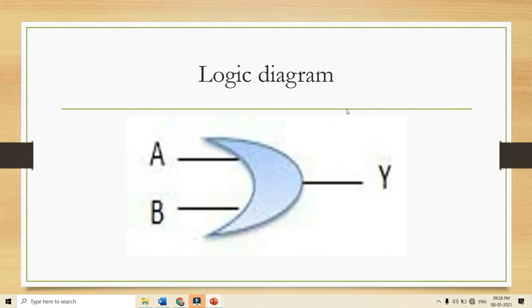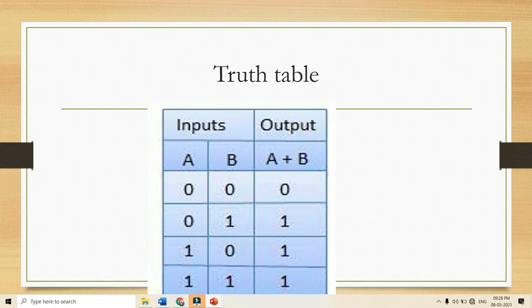Logical diagram. In this, Y is equal to A plus B because an addition operation is done in this. So in this A and B are inputs and Y is the output. Truth table. You have seen this truth table; in the previous slide we saw how this output result came.